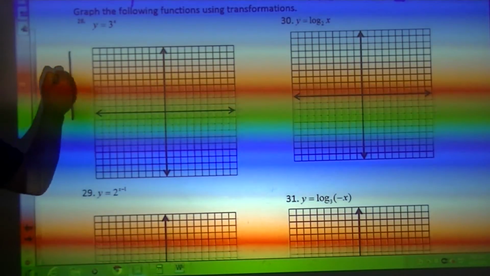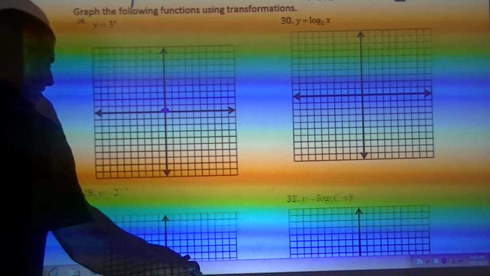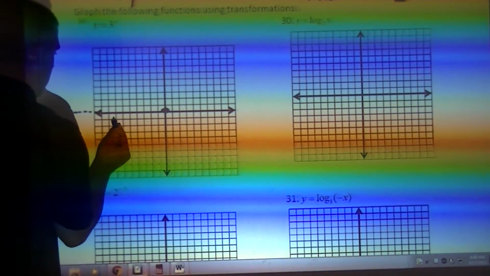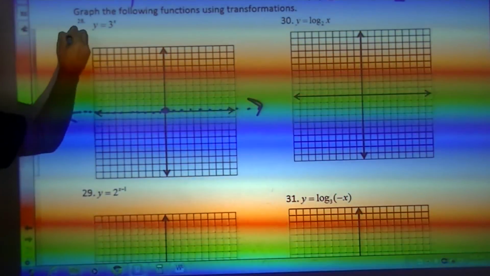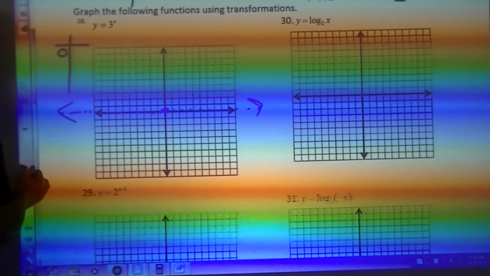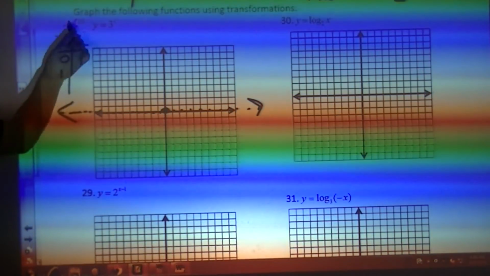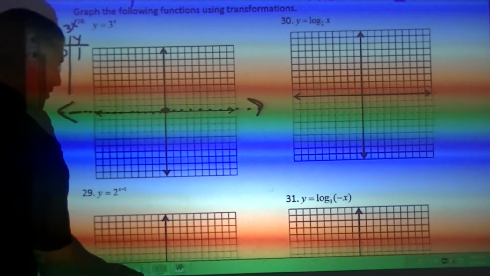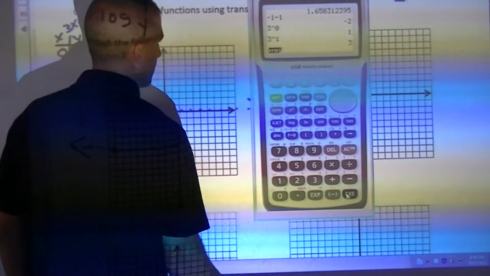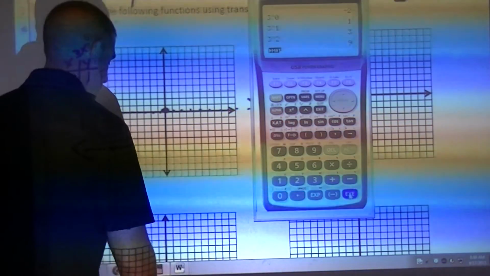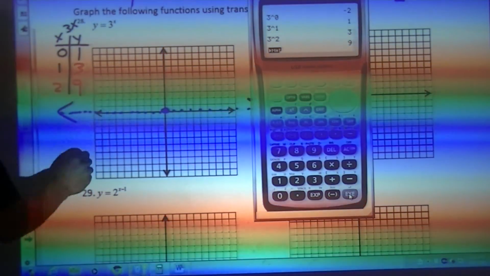Our graphs, 3 to the x power. Very simply, our anchor point will be at 0, 0. We have a horizontal asymptote through that anchor point. We're going to use these points. So I'm putting that into 3 to the x. 3 to the 0 power, just to reinforce, is 1. 3 to the first power is 3. 3 to the second power is 9. So 0, 1; 1, 3; and 2, 9.